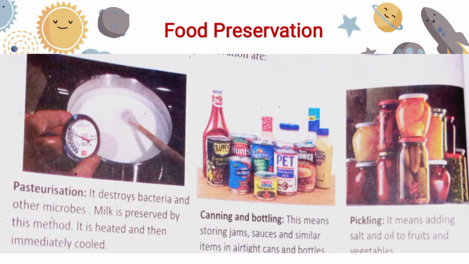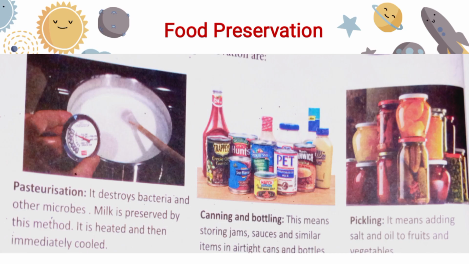Now let's talk about food preservation. So some methods are there to preserve our food from bacterial, fungal and other microorganism attack. So pasteurization. In pasteurization what are we doing? We are destroying bacteria and other microbes. Milk is preserved by this method. It is heated and then immediately cooled. What do we need to do? We need to heat the milk at high temperature and then immediately cool it down at very cold temperature, or you can say low temperature.